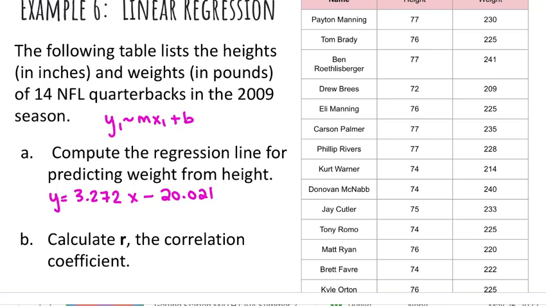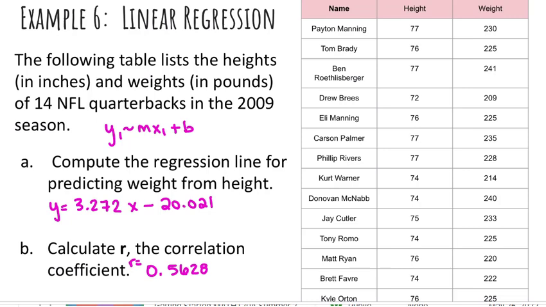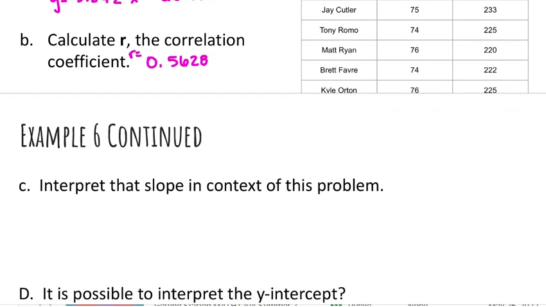If you look at the R, it is 0.5628. Ooh, so it's not really super close to 1. It's not super close to 0 either. So I would say this is definitely a positive correlation, but it's more moderate than a strong correlation. So what this is showing is the relationship to predict weight based off of height.